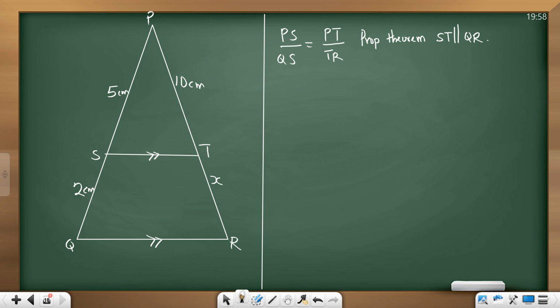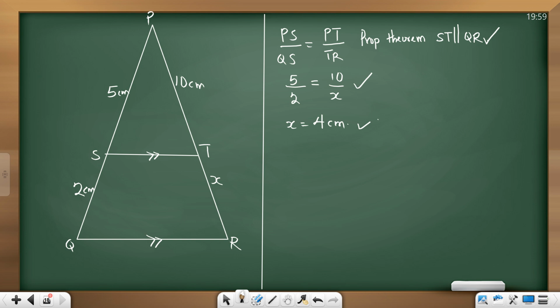What is PS? 5. What is QS? 2. What is PT? 10. What is TR? X. Ratios, do you understand what I mean? X is 4, right? Because 5 times 2 is a multiple. We're done. 4 what? Centimeters. It is 1, 2, and 3. And that's the whole theorem.